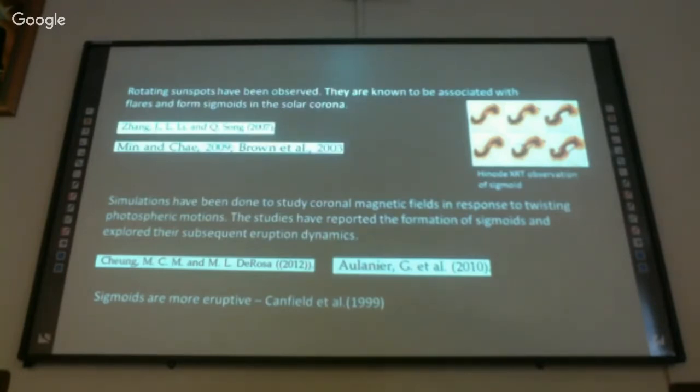What are sigmoids? Sigmoids are these S-shaped structures. It's called sigmoid, I guess, because it looks like a sigmoid function. But are they sunspots or? No, the sigmoids are observed in the corona. Right. Okay, but these are observed in X-ray, I believe. Yes, but are they related to sunspots? Yes, they are above. That is what these observational papers suggest: when you have rotating structures, they result in sigmoidal structures in the corona, which are observed in X-ray.